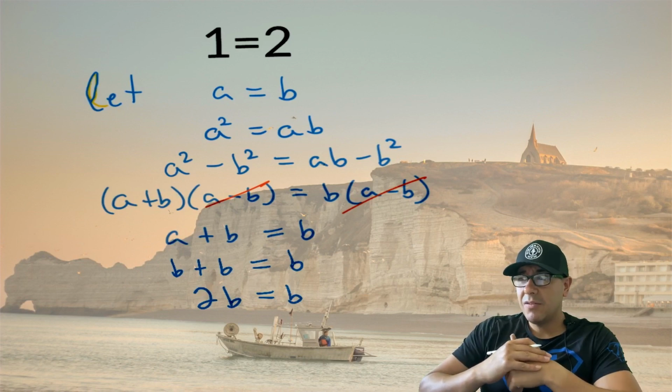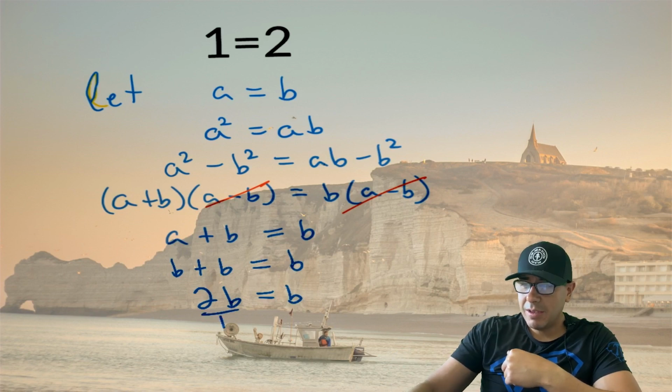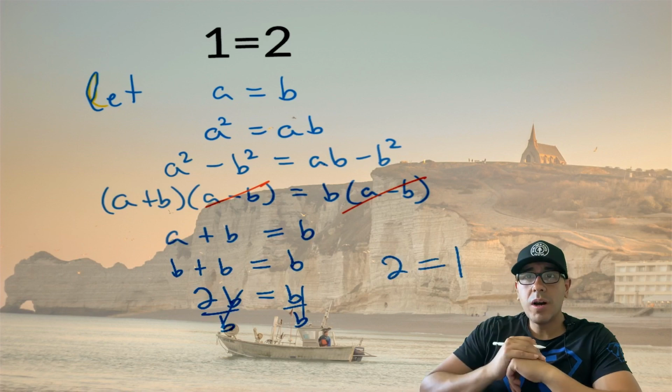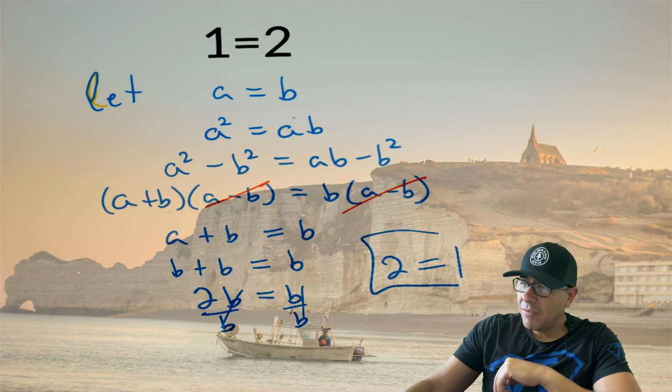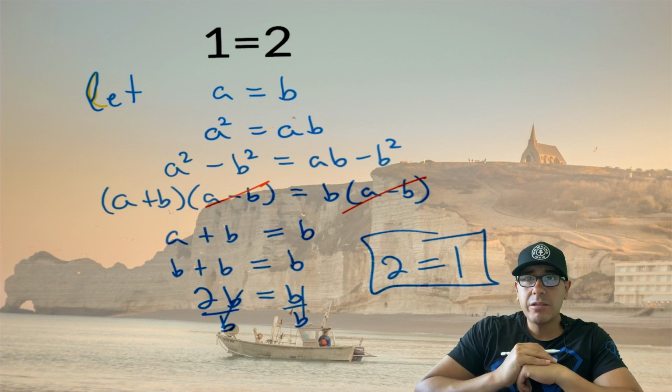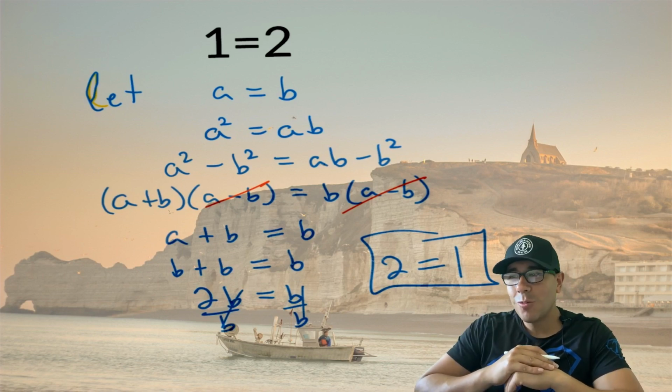And now I can divide both sides by b, right? And we're left with 2 equals 1. And there you have it, folks. You heard it here first, that 2 equals 1.